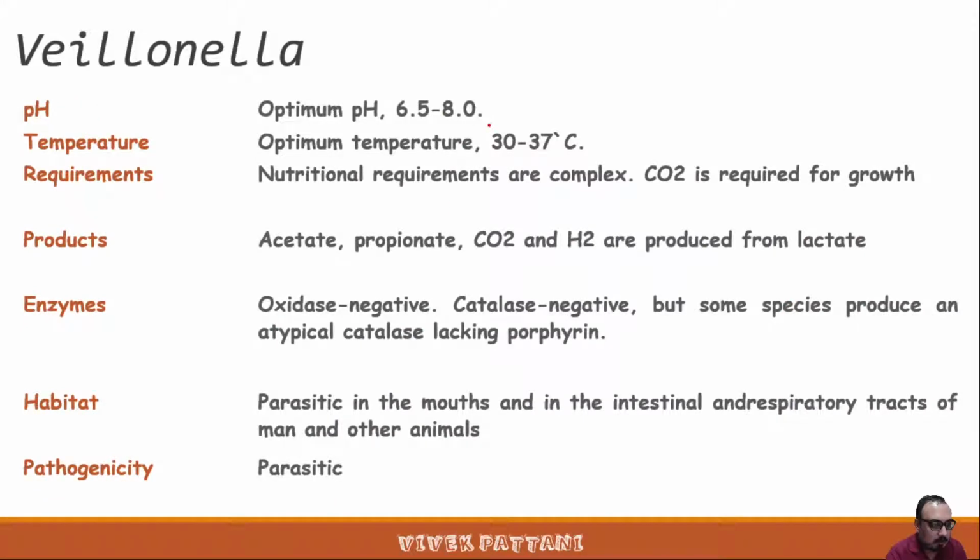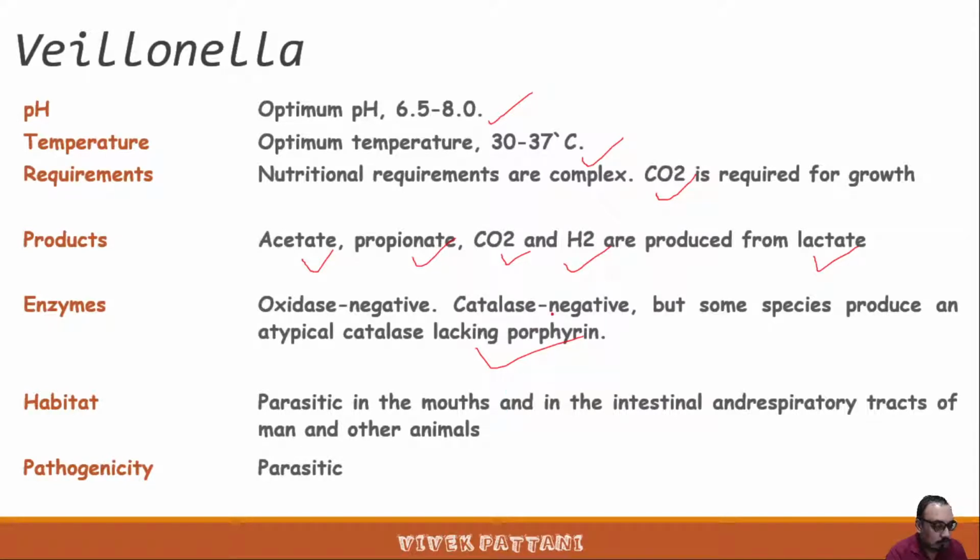And as we are discussing the anaerobic group, Veillonella is also an anaerobic coccus, and they have a pH optimum around 6.5 to 8, with an optimum temperature requirement of 30 to 37 degrees Celsius. Nutritional requirements are complex and carbon dioxide is required for growth. Acetate, propionate, carbon dioxide and hydrogen are produced from lactate. They are oxidase negative, catalase negative, but some species do produce an atypical catalase which lacks a porphyrin in the structure. And the habitat: they are parasitic in mouths and in the intestinal and respiratory tracts of man and other animals, as I told you earlier.